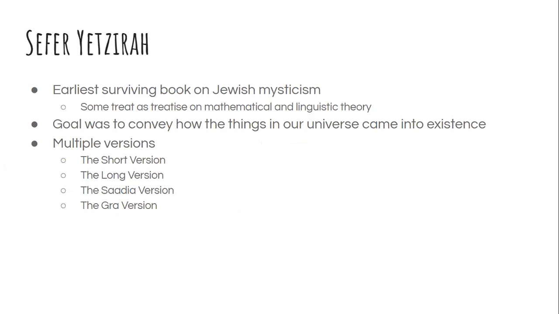Now we're going to go into the Sefer Yetzirah. This is either the Book of Formation or the Book of Creation, and it's the earliest surviving book on Jewish mysticism. Some have treated it as a treatise on mathematical and linguistic theory as opposed to Kabbalah. But the goal was to convey how the things in our universe came into existence. That was the goal in this book.